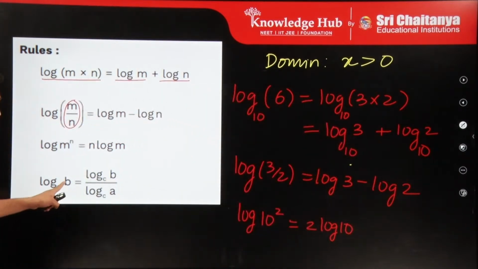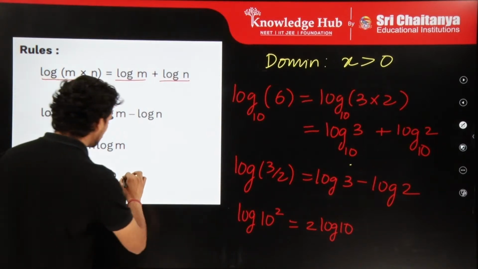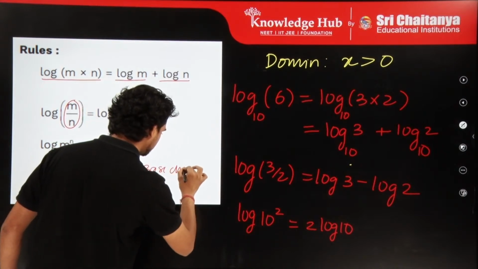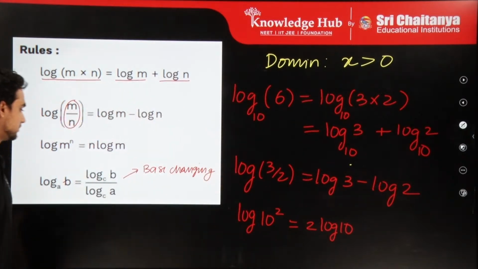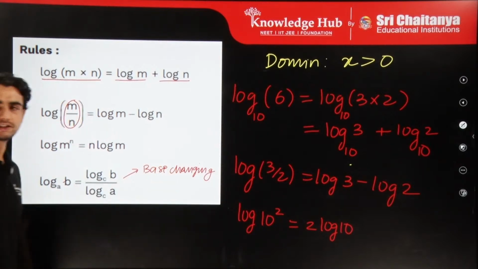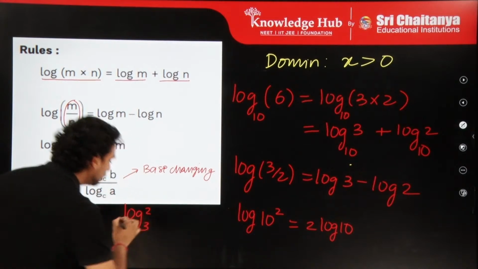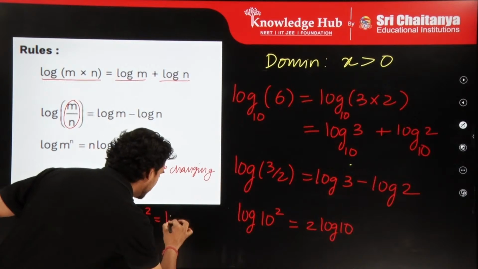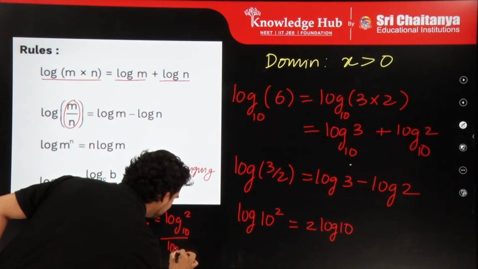And if log a base b is given to you, what I'm doing is changing the base. This is known as base changing. I am changing the base to c. So let's say log 2 base 3 is given to you, and I want to change the base to 10. So I can write log 2 base 10 divided by log 3 base 10.